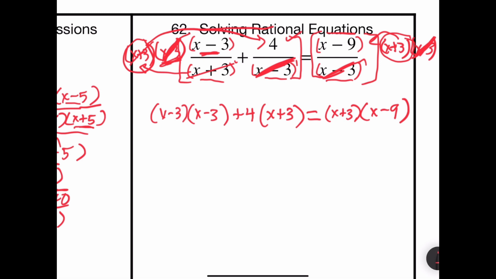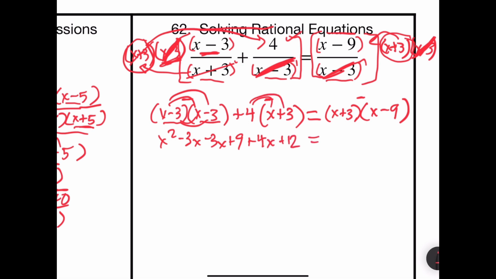Now I have a lot of simplifying to do. I have a FOIL, a distributive property, and then on the right side, another FOIL. So I'm going to have to use past skills. So x minus 3 times x minus 3 will give me x squared minus 3x minus another 3x plus 9, plus 4 times x is 4x, 4 times 3 is 12. On the right side of my equation, I have another FOIL. X times x is x squared, minus 9x plus 3x minus 27.